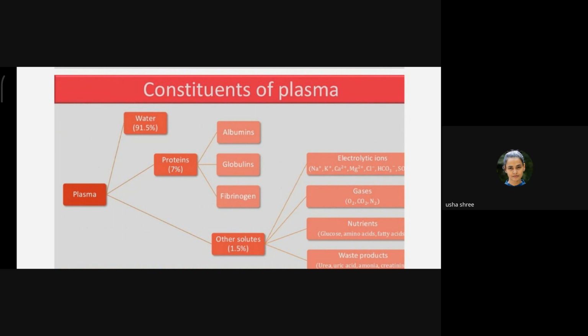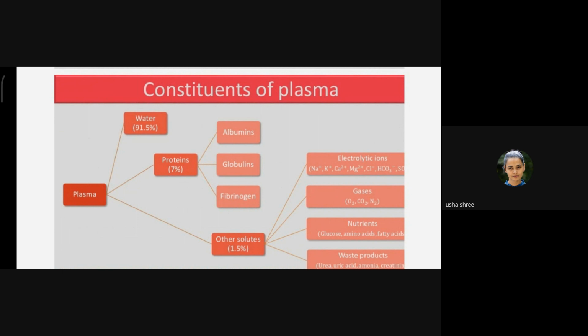So 91.5% of plasma is water. And next is 7% of proteins. Those are albumins, globulins, and fibrinogen. Now, this fibrinogen is one of the most important parts of the coagulating factor. Coagulating factor means clotting factor, blood clotting factor. And now, 91.5 plus 7. What is the addition now? What is the result? 98.5. Yes, 98.5.